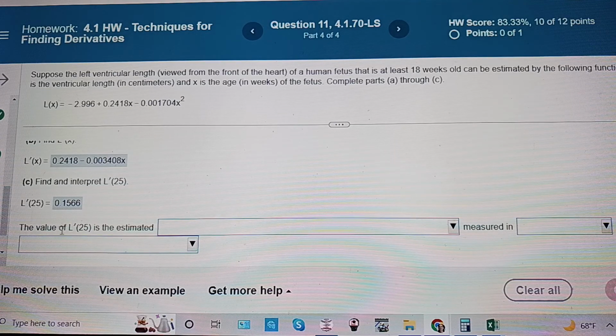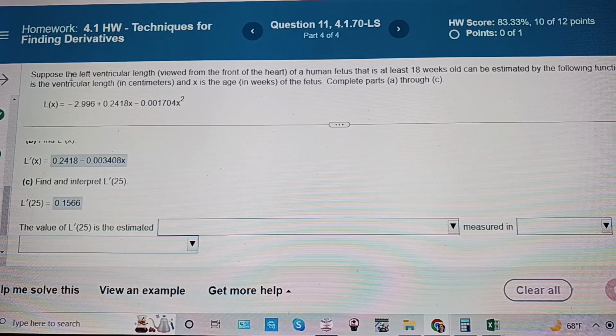The value of L prime of 25 is the estimated blank measured in blank when the fetus is blank. Okay, so you got to come up here and see all this. So L stands for length. Length is the left ventricular. Maybe it stands for left instead of length, but the left ventricular length of the baby's heart when viewed from the front of the heart. I guess if you view it from a side, it's different apparently.